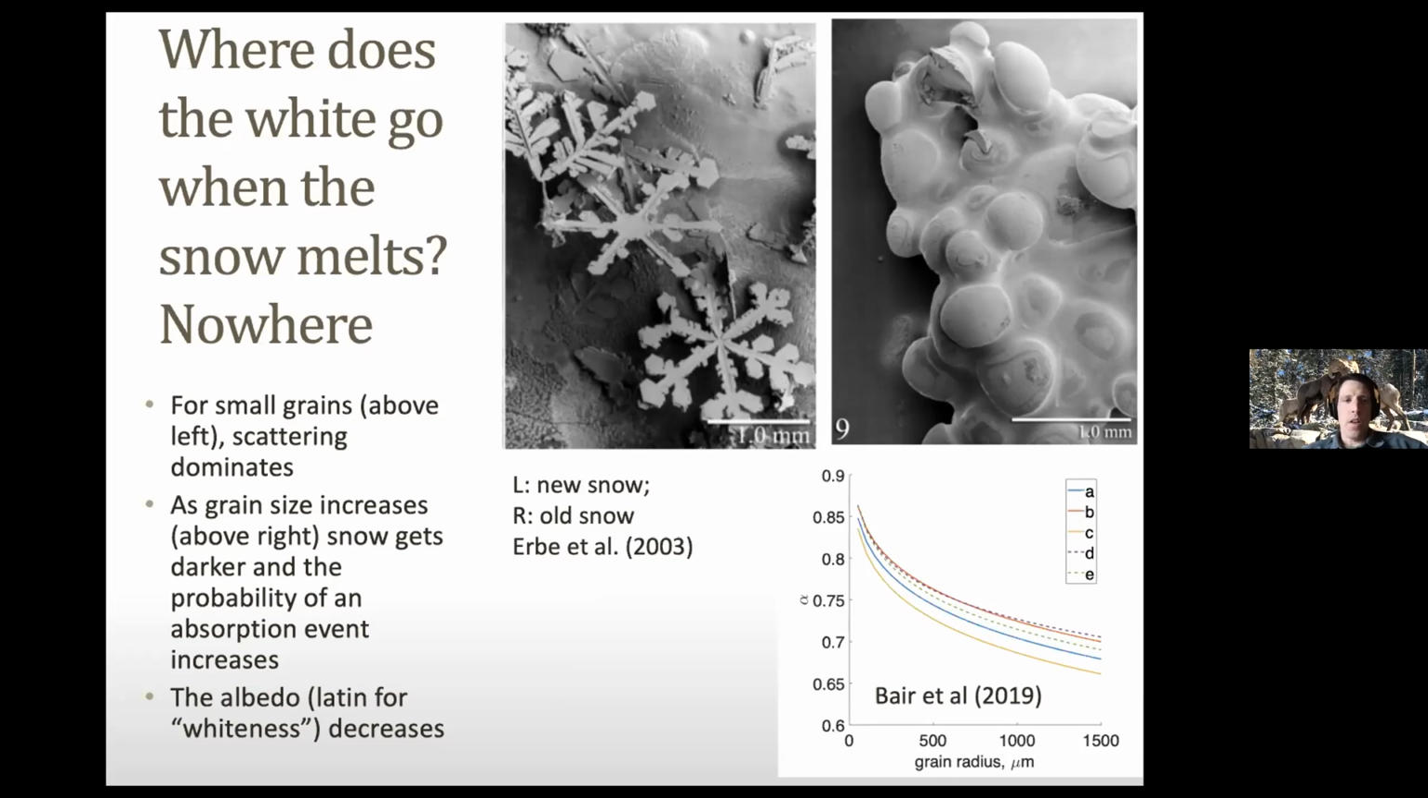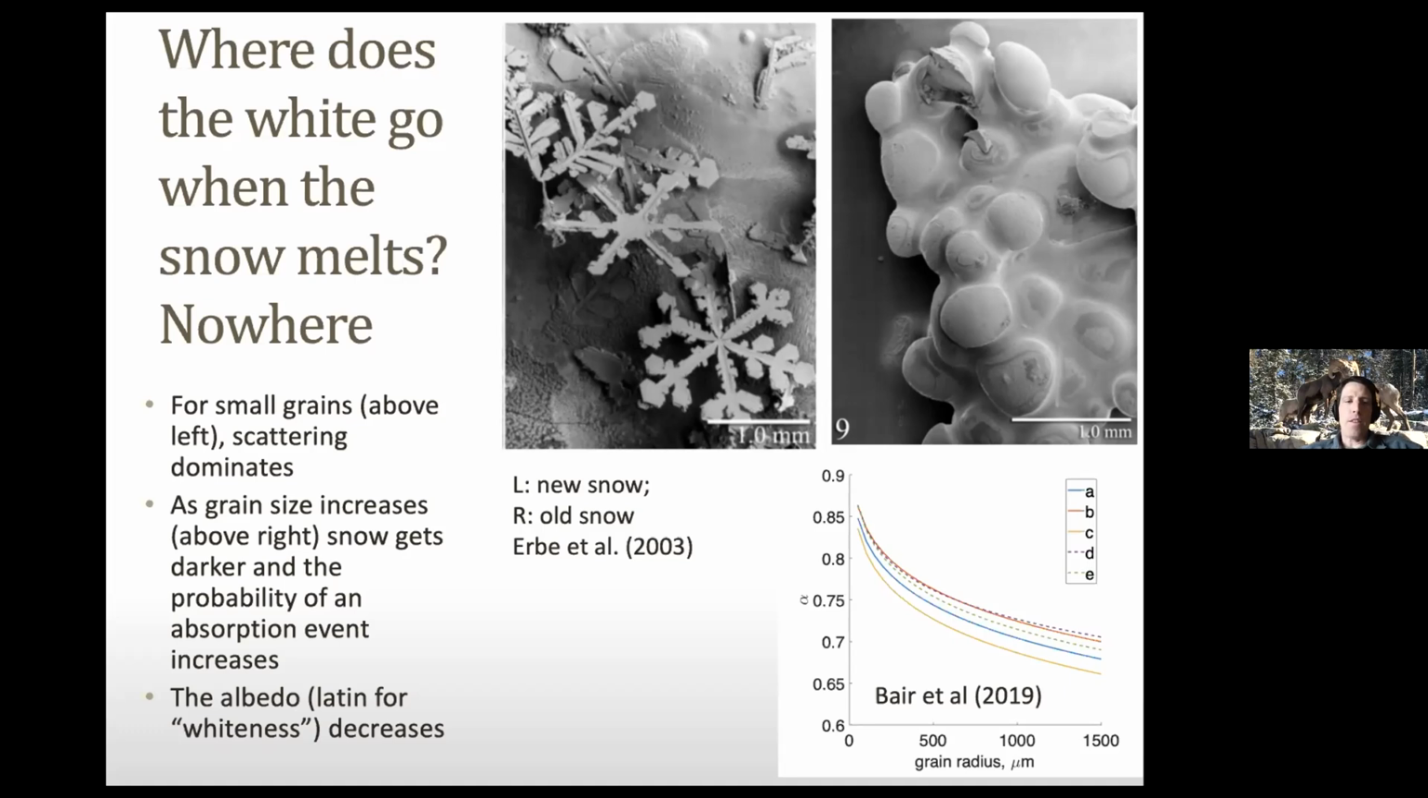As the grain size gets bigger, the snow gets darker and the probability of an absorption event increases. So you can see on the right there, that's old, wet summer snow, late spring snow, and it's got these really large bonds between the grains, and all the sharp edges are gone. That snow is just much more likely to absorb a photon and thus look darker than the small stuff, where the photons enter and bounce around and then come back at you. That's the difference.